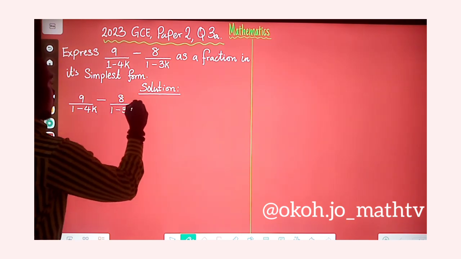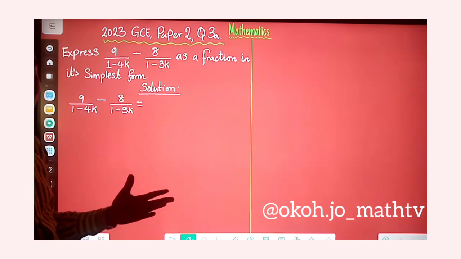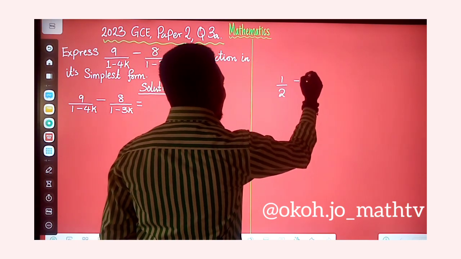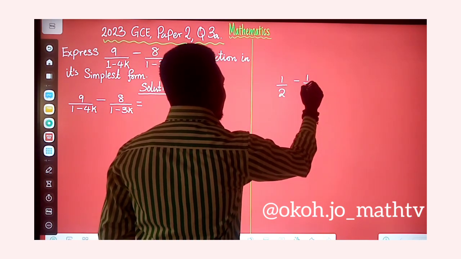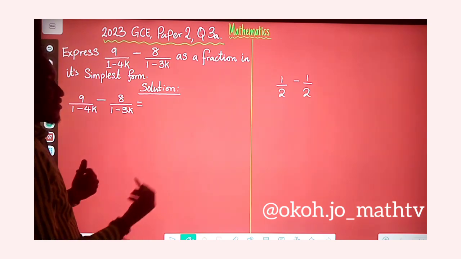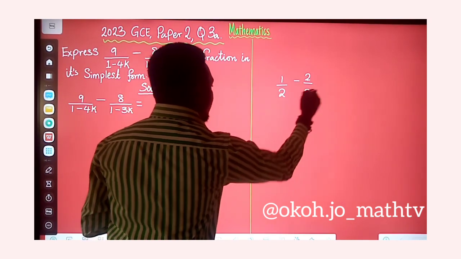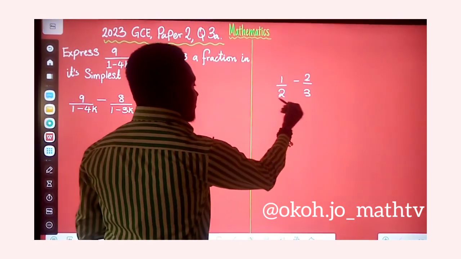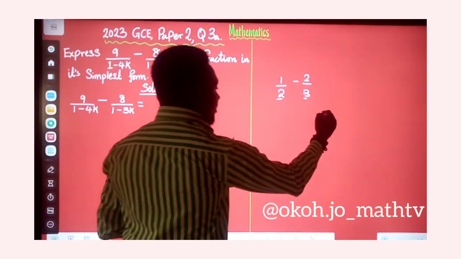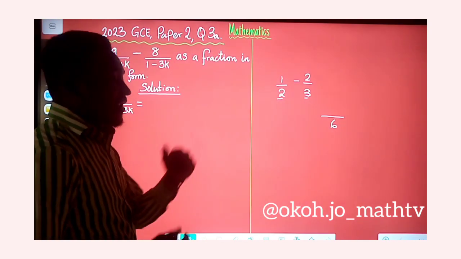So this is equal to... Now this is like a normal fraction where you could have 1 over 2 minus 1 over 3. But in this case, the denominators are not the same. Since none is a multiple of the other, the LCM is to multiply the denominators. Then we should have 2 times 3, which is 6, as the LCM.